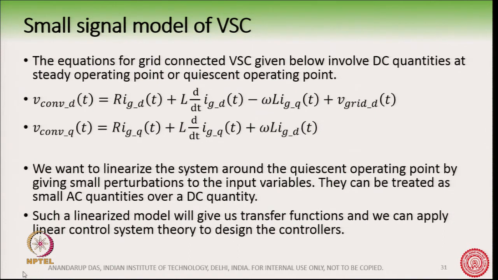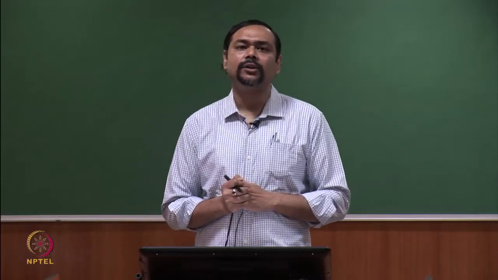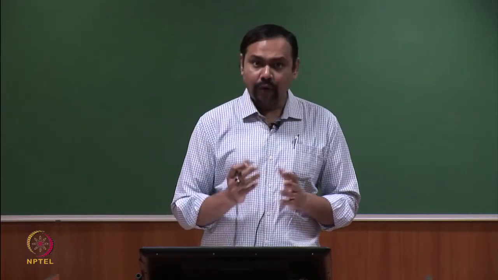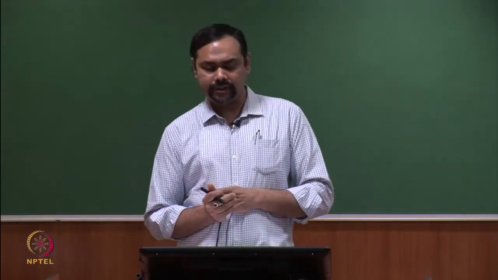Okay. So, the equations that we had in the D and Q domain, we will write once more here, and we will linearize this system around that particular operating point, giving a small perturbation to the input variable. We will give a small perturbation to each of these variables, which will be a small AC quantity over the DC quantity, and then we will see how the performance looks. From there we will derive the transfer functions and apply linear control system theory.